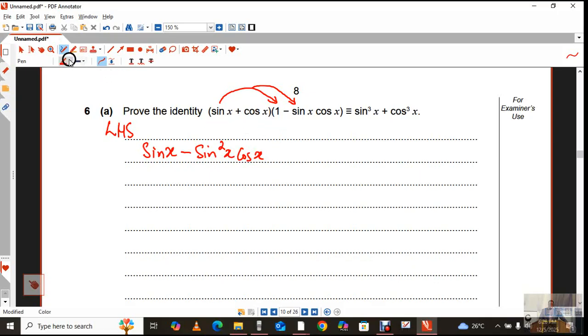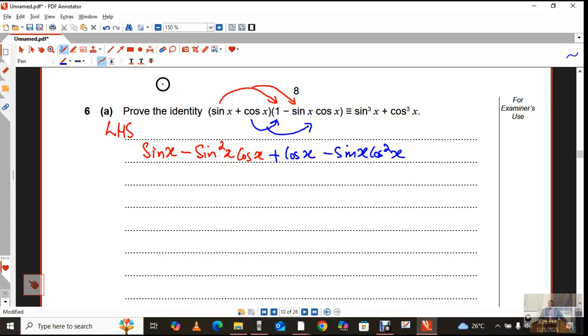Then I do the same, change the color maybe. I'm going to take cos x times that, which is just plus cos x. Then I have this times that, which is going to be minus sin x cos square x.